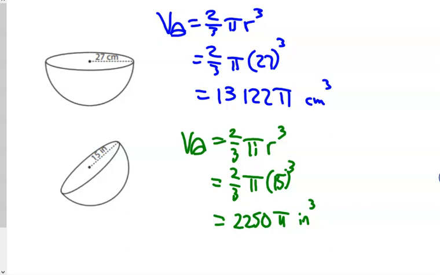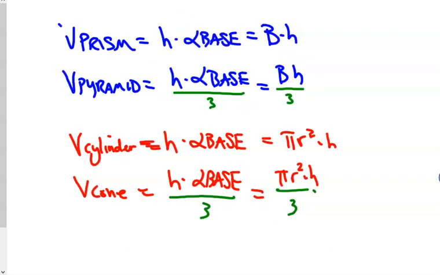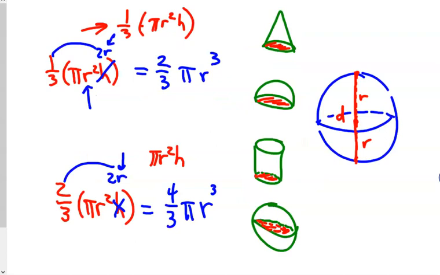I'll go back to that last screen. And make sure you also included in your list hemisphere and sphere. Maybe include the fact that the hemisphere actually has the same volume as the cone, and the sphere is actually double the cone with the same base and height.